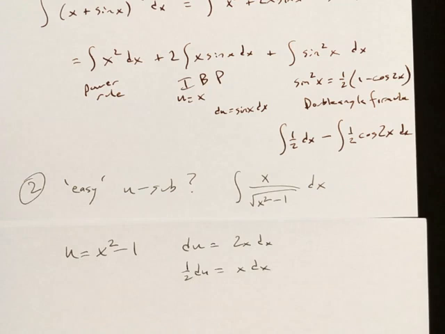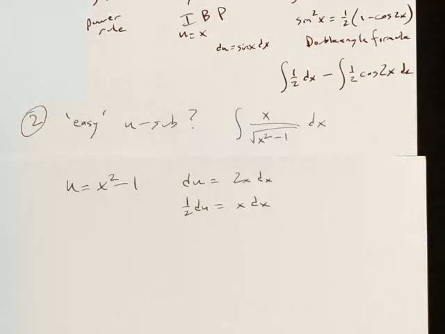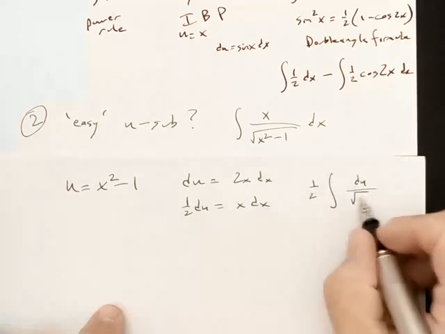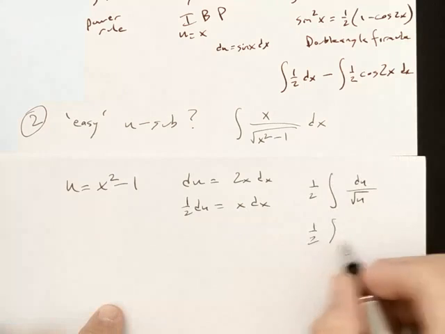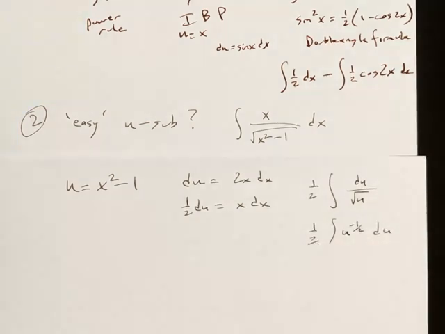If I do a, quote, easy, unquote, u sub, what's this integral turn into? It would be 1/2 times the integral of du over square root of u, which is u to the minus 1/2 du. Power rule, and not even a terribly nasty power rule at that.